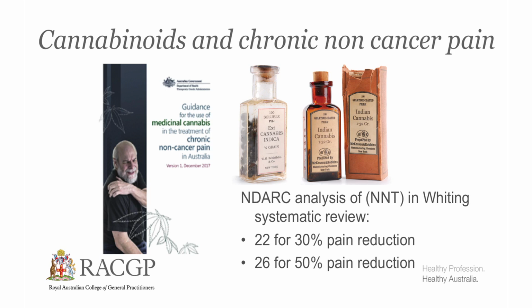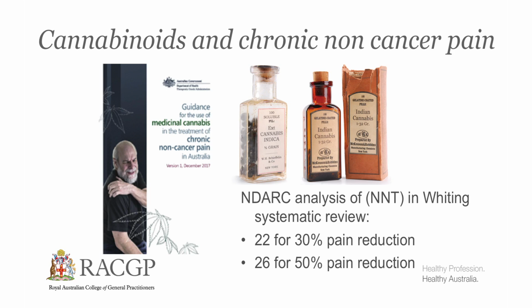And in fact, when the National Drug and Alcohol Research Centre team did some analysis of one of the recent systematic reviews, and this is part of what is published in that TGA document, they found in terms of numbers needed to treat that the magic figure was 22 for a 30% pain reduction. So needing to treat 22 patients with chronic pain before one of them gains a 30% pain reduction, and a figure of 26 for a 50% pain reduction.